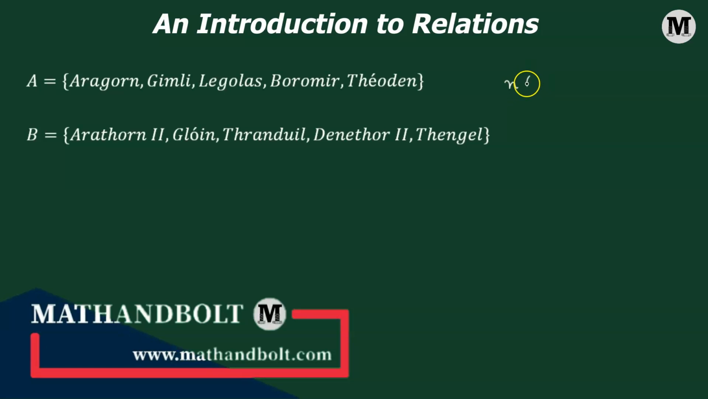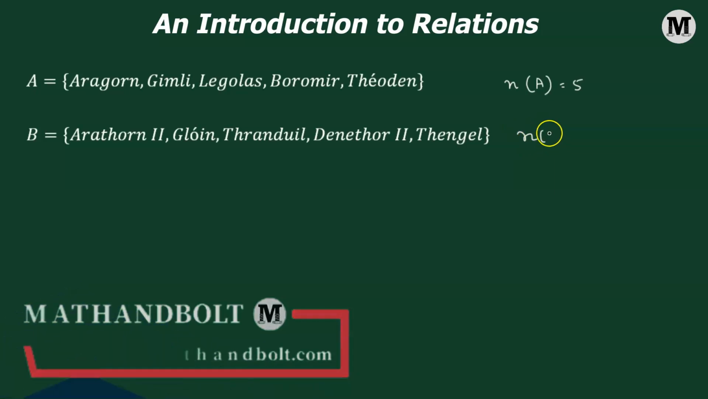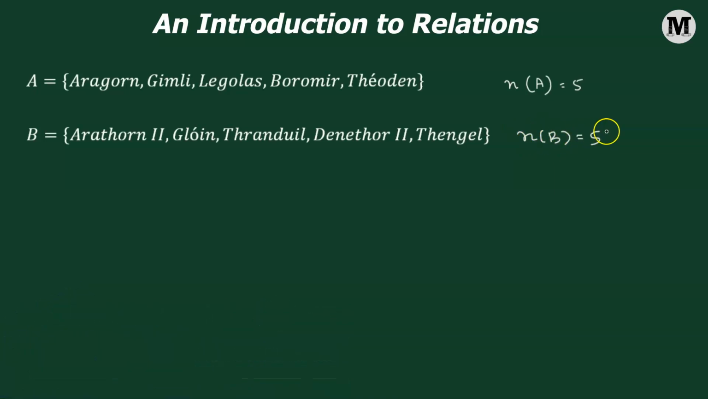Now here we have the total number of elements in set A equal to 5, and the total number of elements in set B equal to 5 as well. Now if we take the Cartesian product of sets A and B, how many ordered pairs will we get? Because we know the Cartesian product of A and B is going to give us ordered pairs. So the total number of elements in the Cartesian product of A and B is defined as the total number of elements in the first set multiplied by the total number of elements in the second set. That means we will have 5 times 5, which equals 25 ordered pairs. So let's list all the ordered pairs when we take the Cartesian product of A and B.